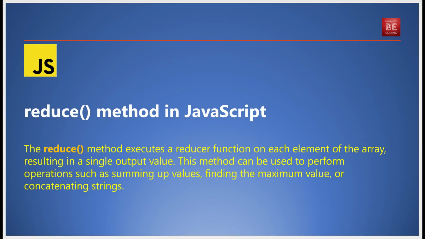Ever pondered over how to sum up values or find the maximum value in an array using JavaScript? Well, today we're diving into the world of JavaScript's reduce method, a powerful tool that can simplify these operations. The reduce method is all about executing a reducer function on each element of an array, culminating in a single output value. From summing up numbers to concatenating strings, this method is a game changer. But how does it work?